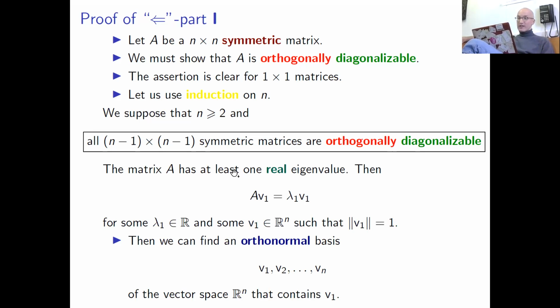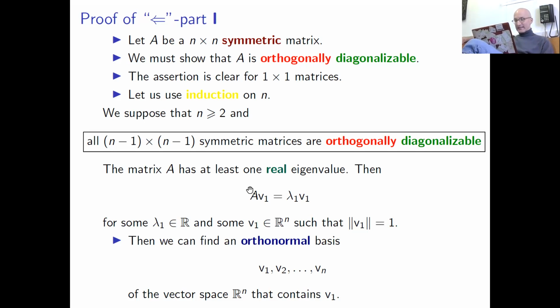And since it has one real eigenvalue, by definition there exists an eigenvector with this eigenvalue. So there exists a non-zero vector v1 such that A v1 equals lambda 1 v1, where lambda 1 is the eigenvalue. Okay, v1 is a vector. But then, as I said, there is no unique choice of an eigenvector. Once you fix the eigenvalue, you can scale it.